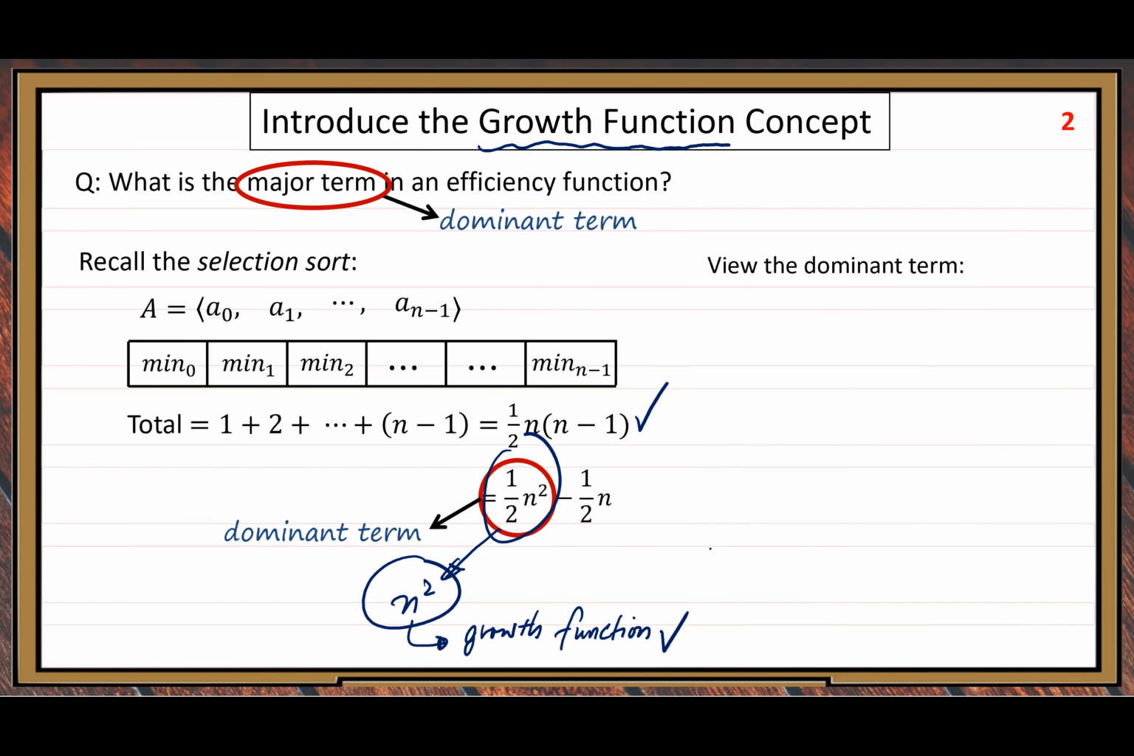Next, I want to convince you that when we ignore the minor terms, it's not a big deal. After we throw away those minor terms, our approximation is still good. Now I want to convince you of this point, so I'd like to do some calculation here.